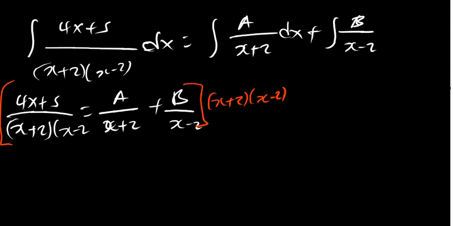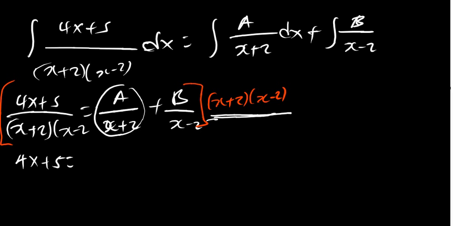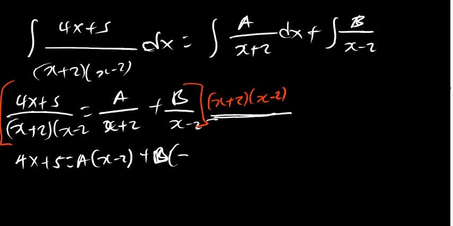So if I do this part, everything here times what I have here, those two are going to be cancelled, and I'm going to remain with 4x plus 5 is equal to, if I do this part times everything here, then the x plus 2 is going to be cancelled, and I'm going to remain with a(x minus 2). Same applies to b. That one is going to be cancelled, and I'm going to remain with b(x plus 2). So our goal is just to solve for x.